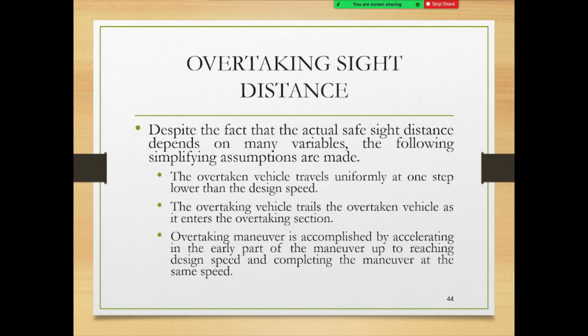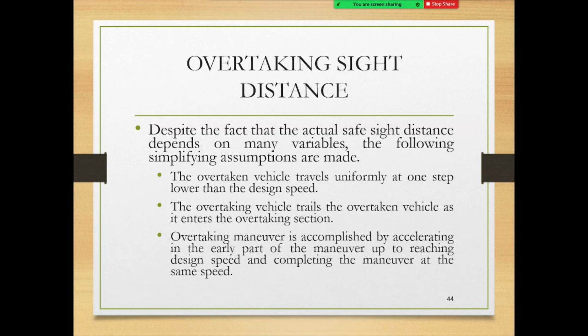Now just think that I have seen, right, now I can overtake. Now I am trailing behind the fellow in front of me. So if I am trailing behind, what should be my design speed? It is again 60, right? Because I have trailed behind. Now I can't go at 70. What will happen if I trail behind at 70? I'll go and knock the fellow down. So as I enter the overtaking section, I am at 60.